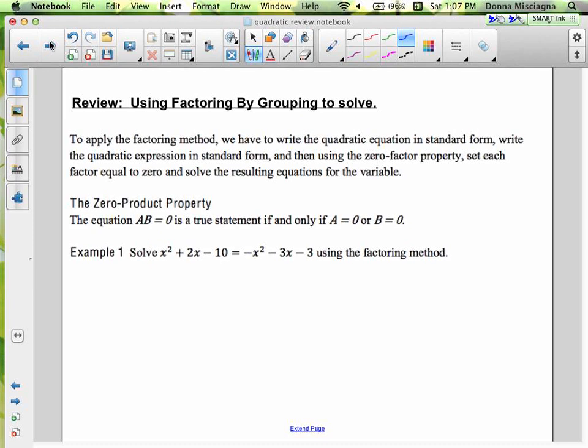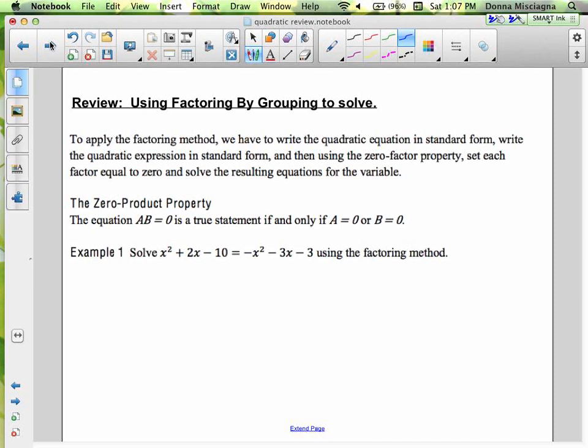To apply the factoring method, we have to write the quadratic equation in standard form. Does it not say write the quadratic expression in standard form? It says it twice because it's so good. And then using the zero factor property, set each factor equal to 0 and solve the resulting equations for the variable. Right? So remember the zero product property? The equation a times b is equal to 0 is a true statement if and only if a equals 0 or b equals 0.